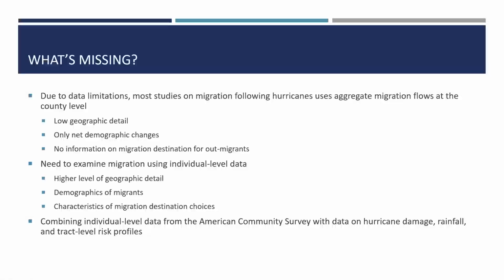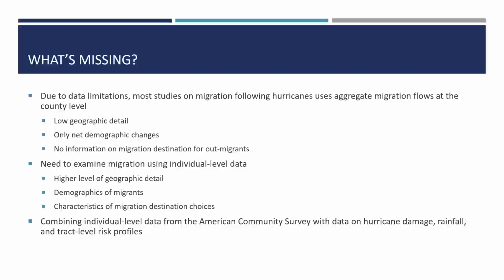But the problem there is it's not individual. You don't know characteristics of the individuals who are migrating in many cases. In some of the data sets, you also don't know where in the county they were migrating from, so it's not tract level. Other data sets, like the Panel Study of Income Dynamics, which is a longitudinal study of individuals, have the problem of thin data coverage. You can look at individuals and you know the tracts that they're in, but the case counts are pretty low.